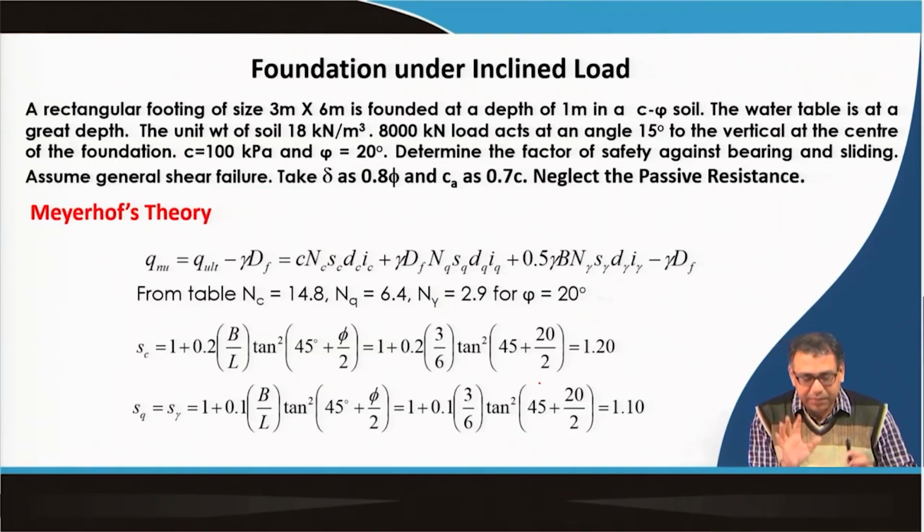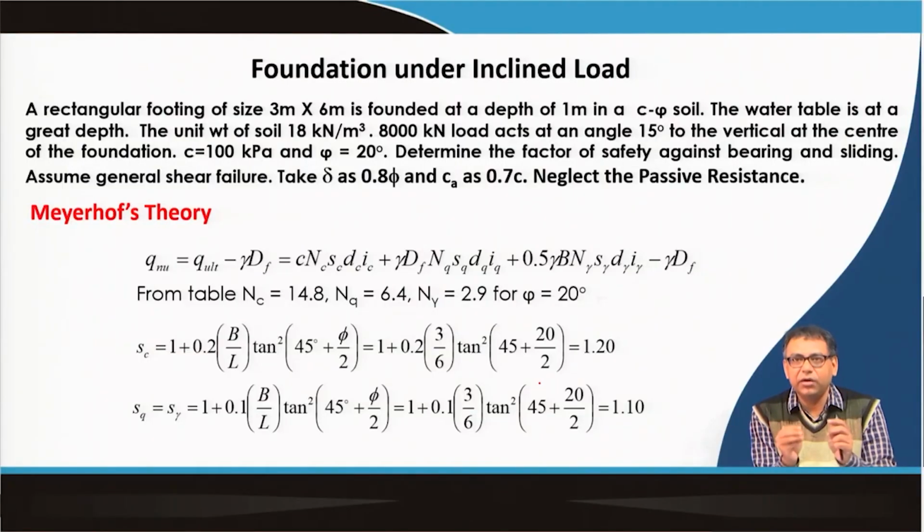So, first I am discussing a simple problem, then I will go to some complicated problems, and then how to use different approaches in case of inclined load. Because for eccentric loading, all the approaches are the same. You only have to know how to determine B dash and L dash. Then, based on the given suggestion, by different methods or theories, you put the B dash, L dash or B or L, and you will get the bearing capacity.